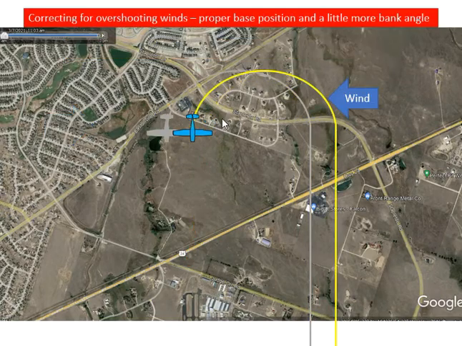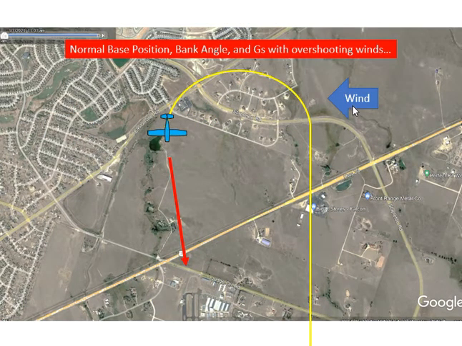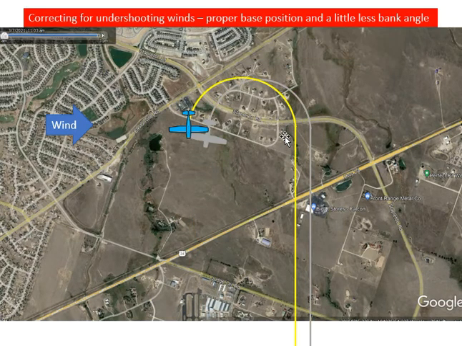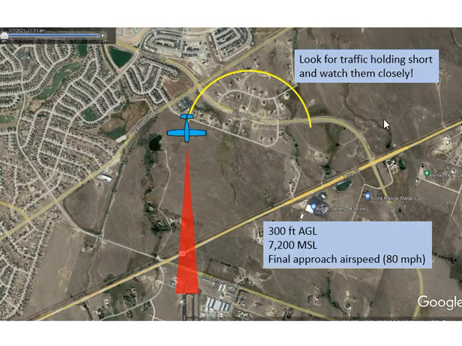So again, this is overshooting wind because it's pushing you. It will overshoot you past extended center line. And this is undershooting because you're going to undershoot extended center line. And that's where those two terms come from. And again, there's that corrected base position we've already talked about.